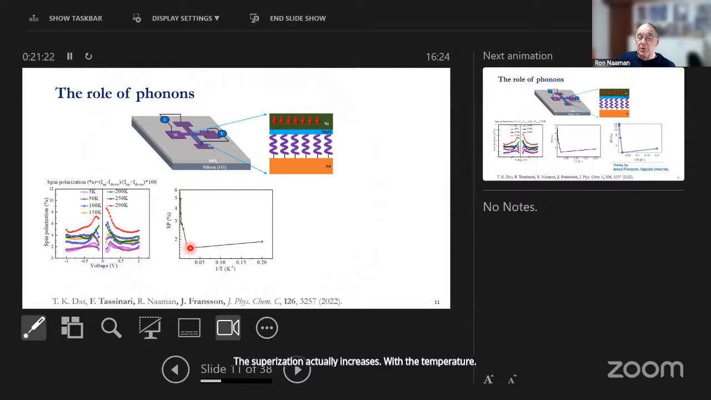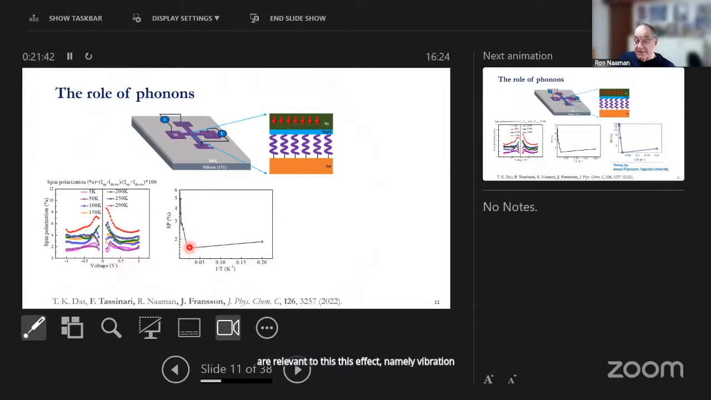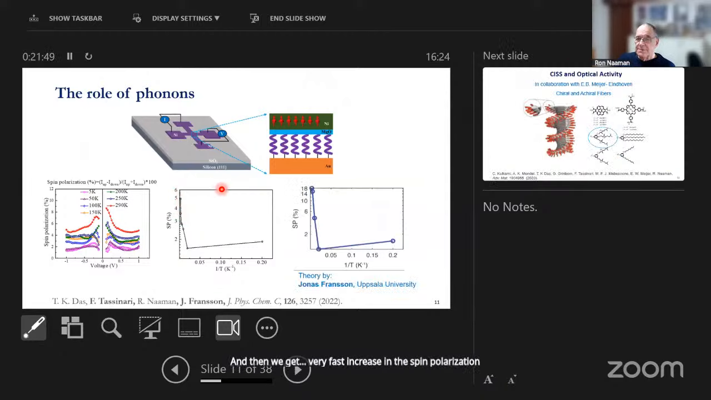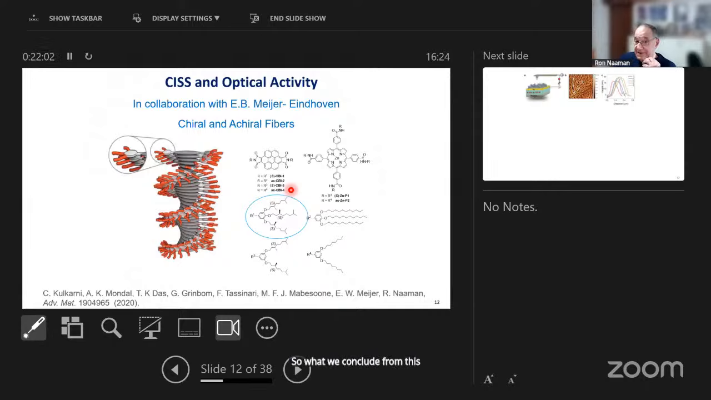And here it's the Arrhenius plot. So you see we start at 5K, we have some value. It is reduced up to 50K, but at 50K we start to populate vibrations that are relevant to this CISS effect, namely vibrations that are chiral. And then we get a very fast increase in the spin polarization. And theory by Jonas Fransson actually simulates the effect very nicely. So what we conclude from this is that in this specific case, vibrations are important. I want to make a comment here.